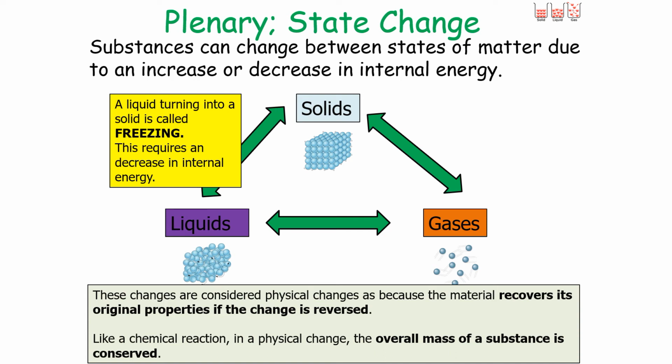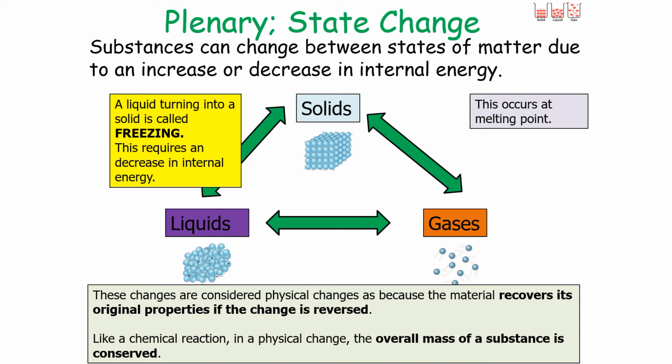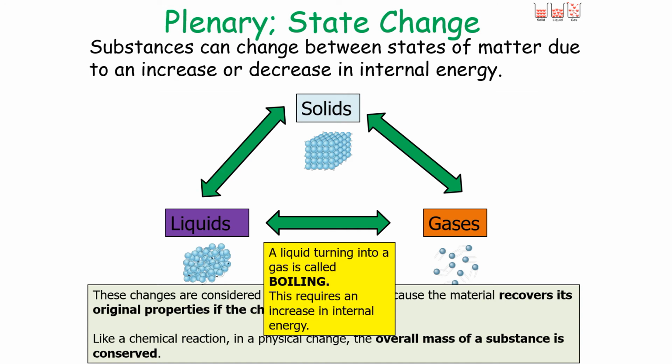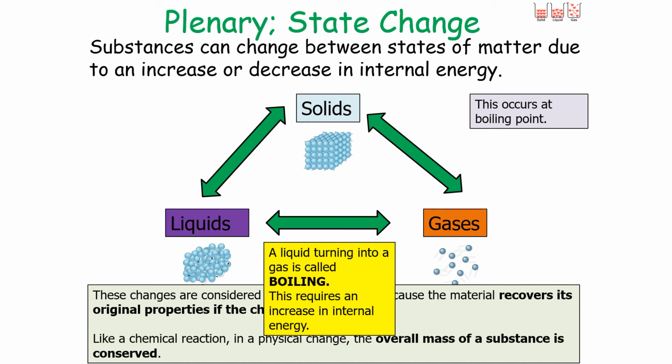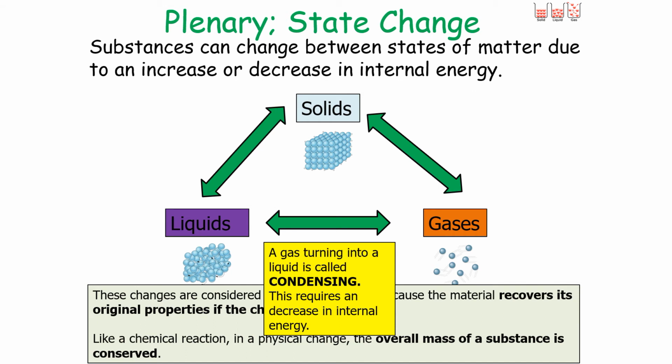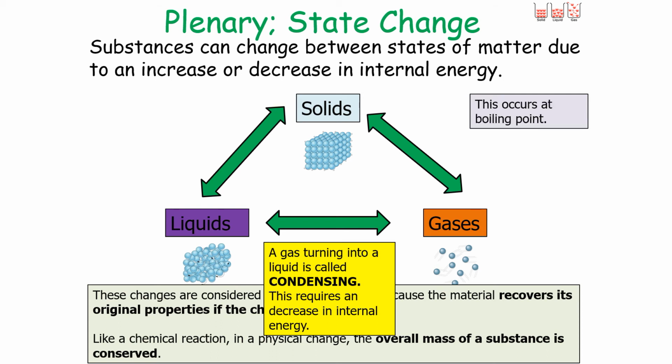A liquid turned into a solid is called freezing. This requires a decrease in internal energy. We know this as work is taken out of the substance for this state change as the substance is cooled, but this would also occur at the melting point. A liquid turning into gas is called boiling. This requires an increase in internal energy. We know this because work has to be put into the substance for this state change as the substance is being heated. This would occur at the boiling point. A gas turning into a liquid is called condensing, and this requires a decrease in internal energy. We know this because work must be taken out of the substance for the state change as the substance is cooled, but this would occur at the boiling point.